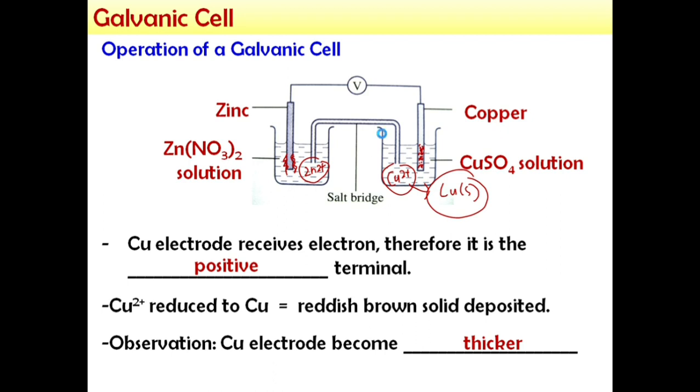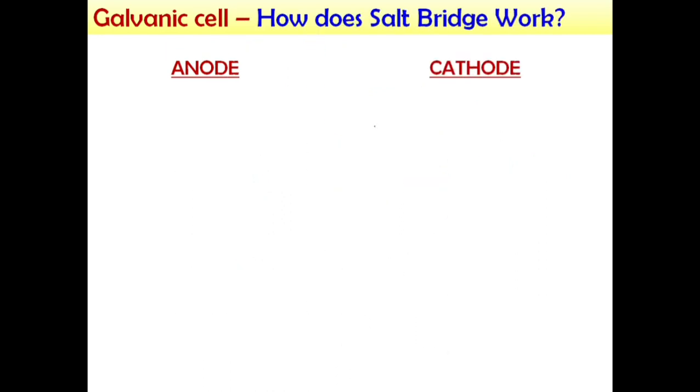Jadi sekarang kita nak tengok macam mana, okay, how does a salt bridge work. So previously in part 1, kita dah go through the function of the salt bridge. Sekarang kita nak tengok macam mana salt bridge work in the galvanic cell. So let's say we use KCl as our salt bridge.